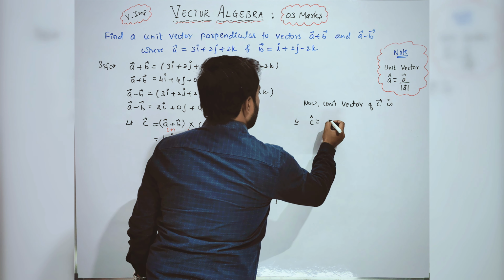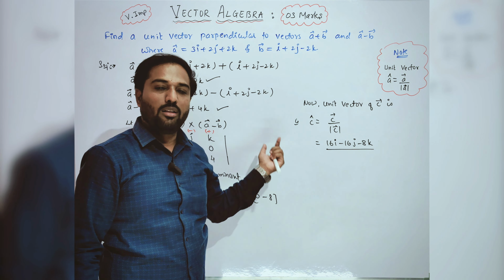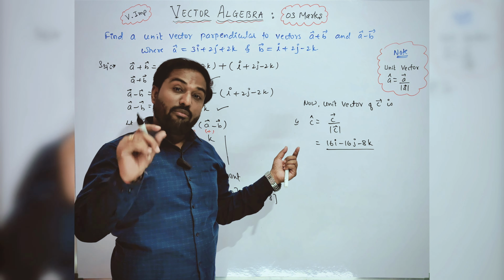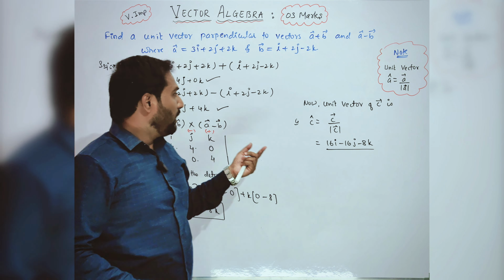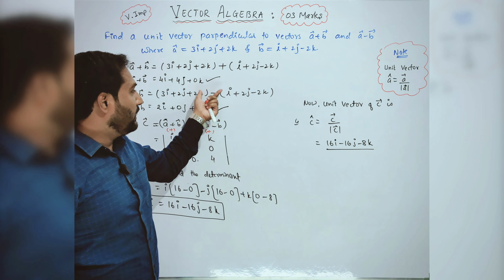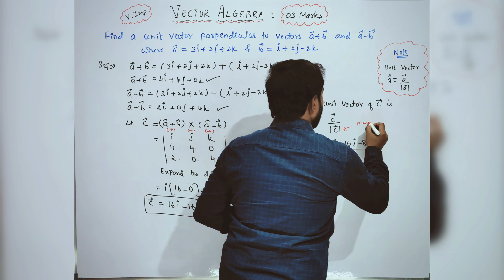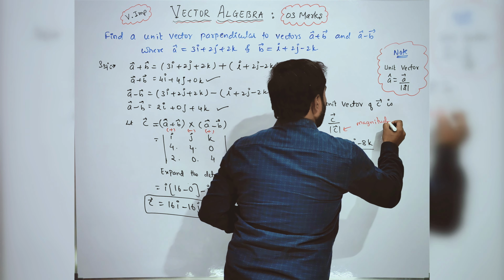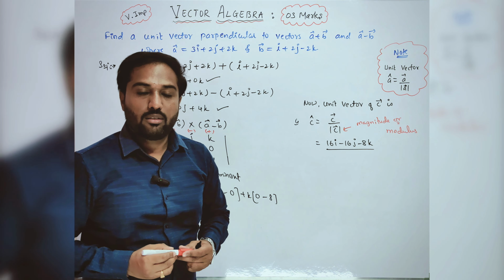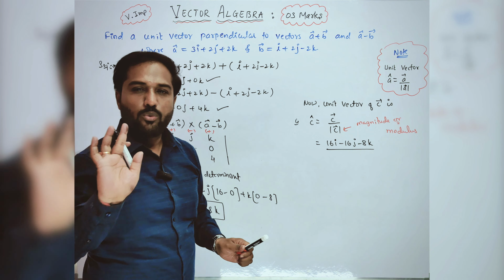Now, how to find the modulus? This problem is a combination of multiple things to learn. This is a very important problem, because you are learning addition, subtraction, cross product, as well as unit vector and the modulus. This is called the magnitude or modulus of a vector. Finding it also uses a very simple formula.